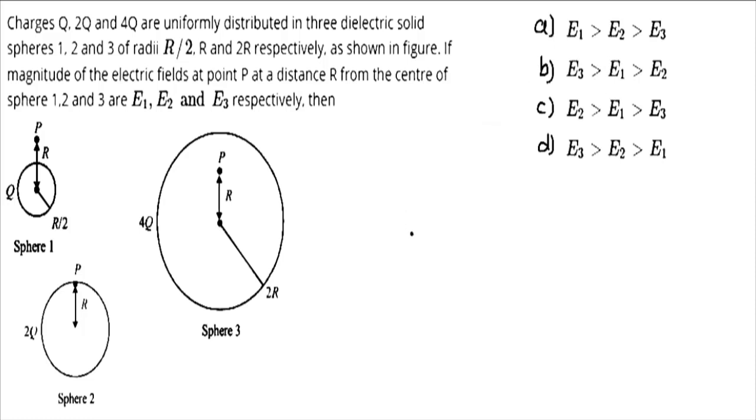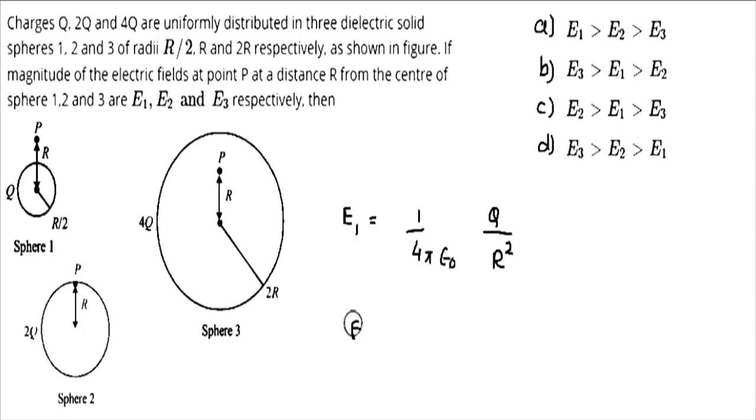So first of all, we find the value of the electric field E1. For E1, P is outside this sphere, so this would behave just like a point charge. So we can say that the electric field would be equal to 1 by 4 pi epsilon, and the charge is Q divided by the distance from here to here, which is r. So it would be r square.